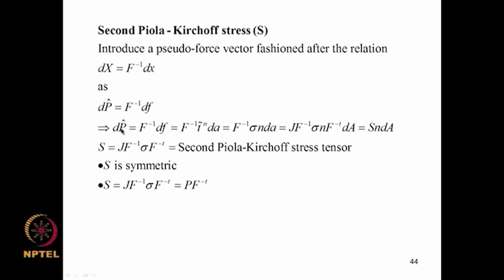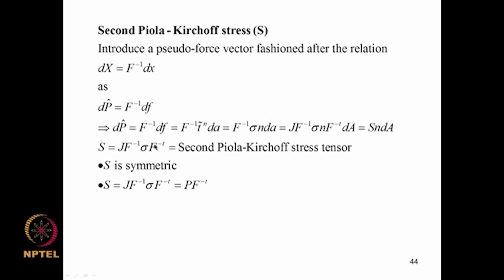So, this dP cap is F inverse dF, and using our relations of definition of dF, I can write this as F inverse for dF, I will write T tilde n dA, and again for T tilde n, if I write sigma n dA, I can rearrange the terms and I get a quantity known as S n dA, where S is given by J F inverse sigma F inverse transpose. This quantity is known as second Piola-Kirchhoff stress tensor, and as you can see, S will be symmetric here.